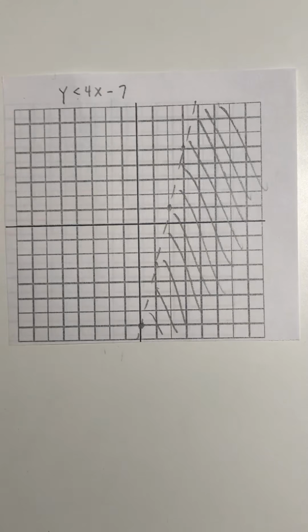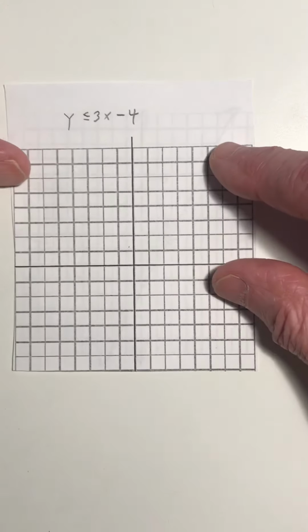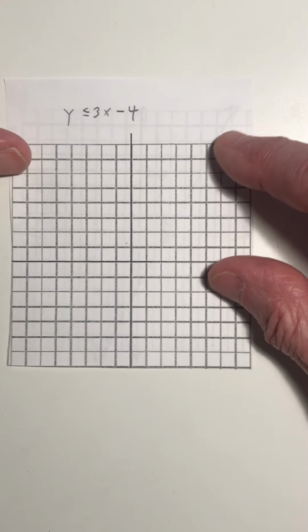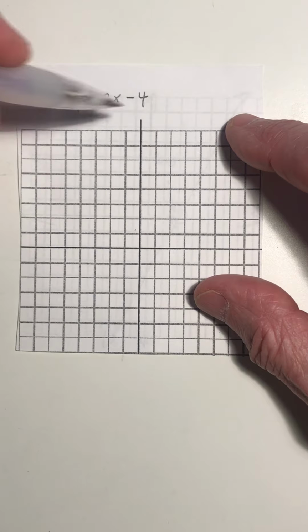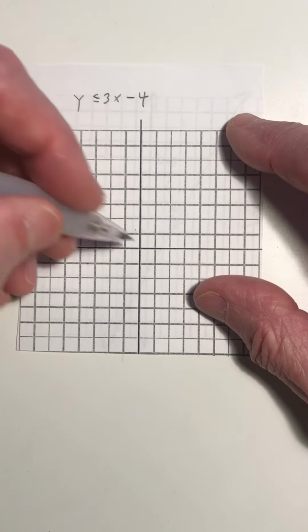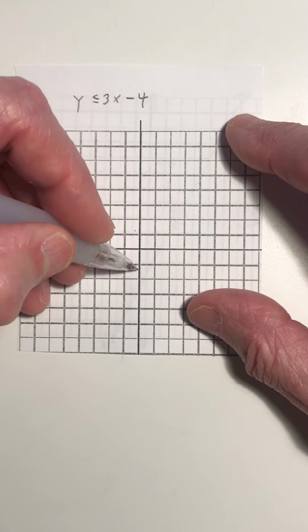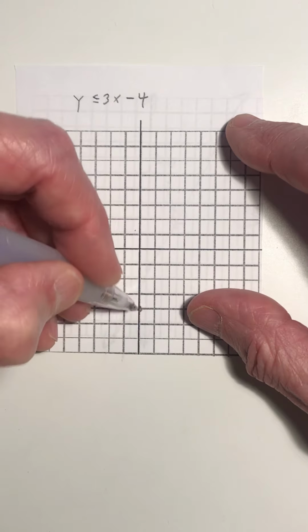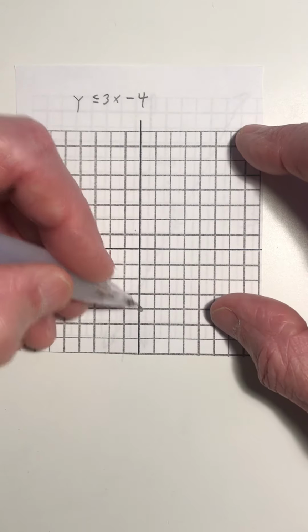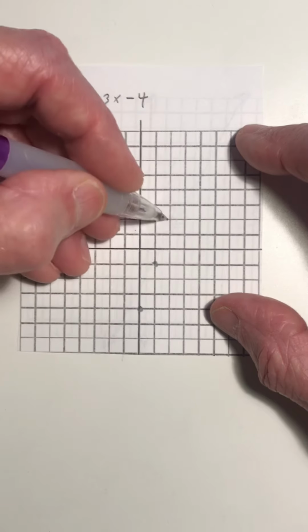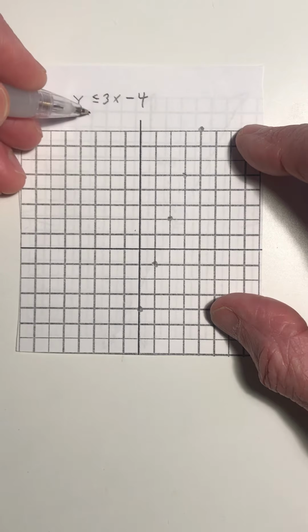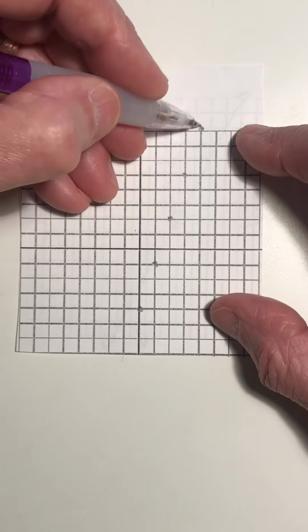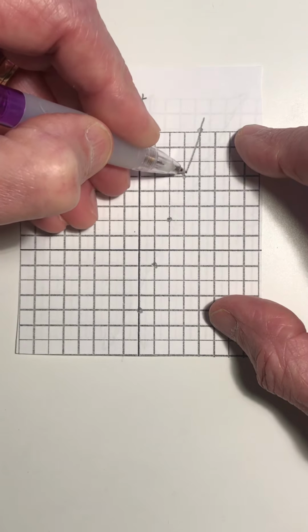Okay? Here's another. This time it says less than or equal to. So we start with the same idea. It's in the slope-intercept form. The y-intercept is -4. 0, 1, 2, 3, 4, right there. Slope is positive 3, so I go up 3 over 1, up 3 over 1. And since it says can be equal to, we're going to make it a solid line.